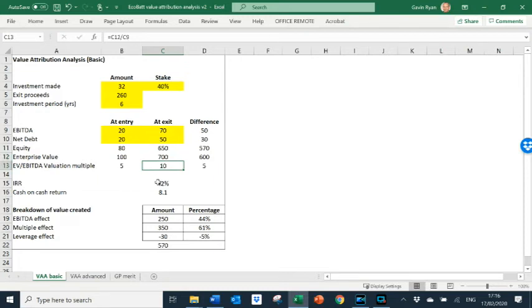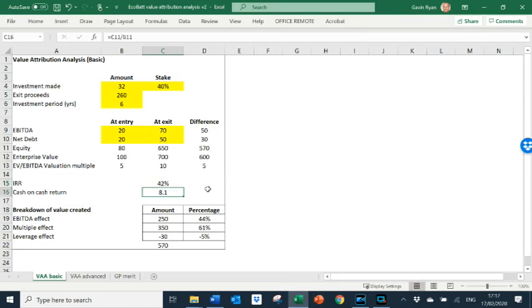In this column, then, I work out the differences. So 50 is the 70 minus 20. The net debt has increased by 30, which is 50 minus 20. The equity profit is 570, which is the 650 minus the 80. And the enterprise value change is 600, which is 700 minus 100. And the change in multiples is my 10 minus my 5 of before. This is, in fact, the IRR and the cash multiple. So in this case, it's a fairly successful investment.